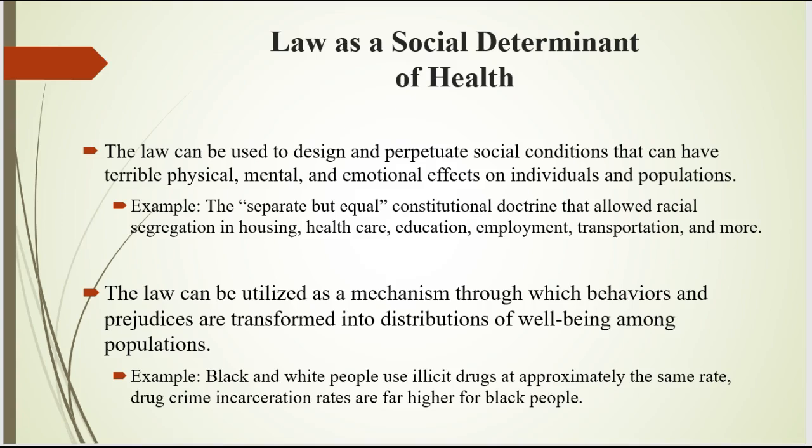Now, the law can be used to design and perpetuate social conditions that can have terrible physical, mental, and emotional effects on individuals and populations. An example that is mentioned in the textbook is the separate but equal constitutional doctrine that allowed racial segregation in housing, healthcare, education, employment, transportation, and more prior to the civil rights movement.